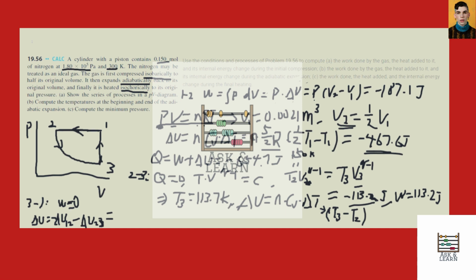So the result is 580.8 joules. And because work is 0, delta U is given here, so it's simply equal to Q. All right. So that's it.